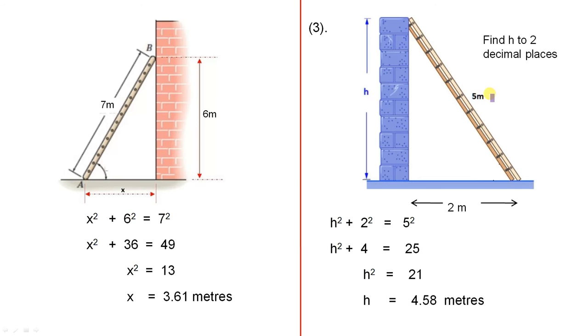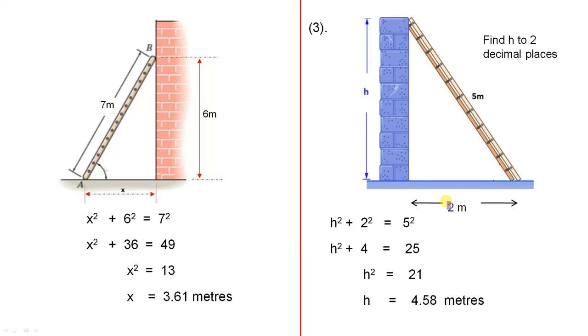And also, you can just be given the diagram, as I've done here. So sometimes you'll have a worded problem, other times you'll just have a diagram. Again, we have this ladder, it's 5 metres long, and it's 2 metres away from the wall. We need to find out how far up the wall it reaches, to 2 decimal places.